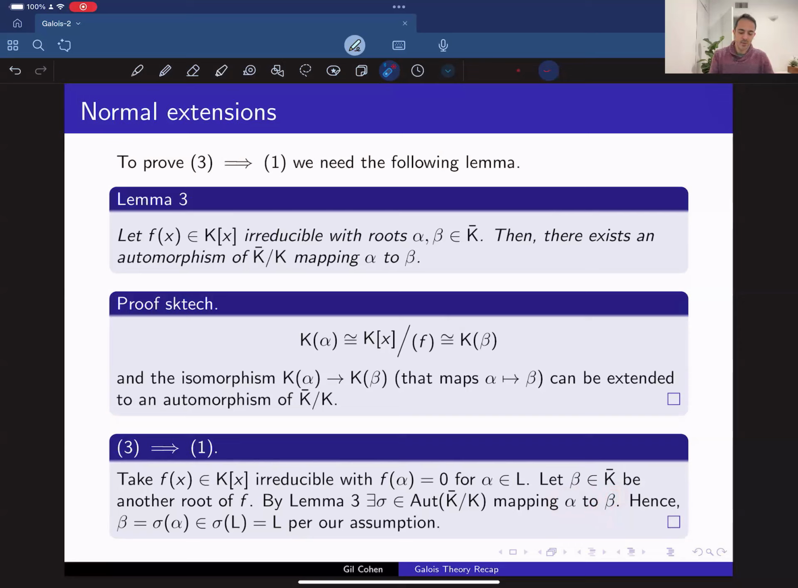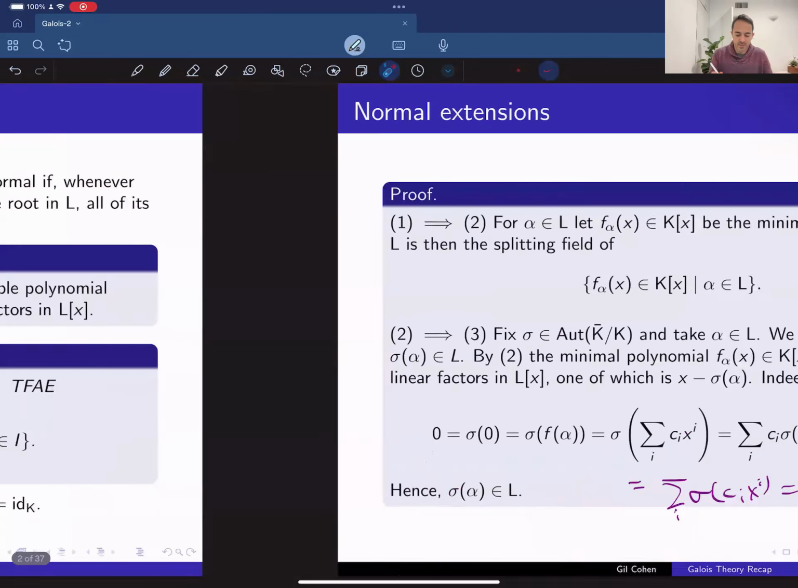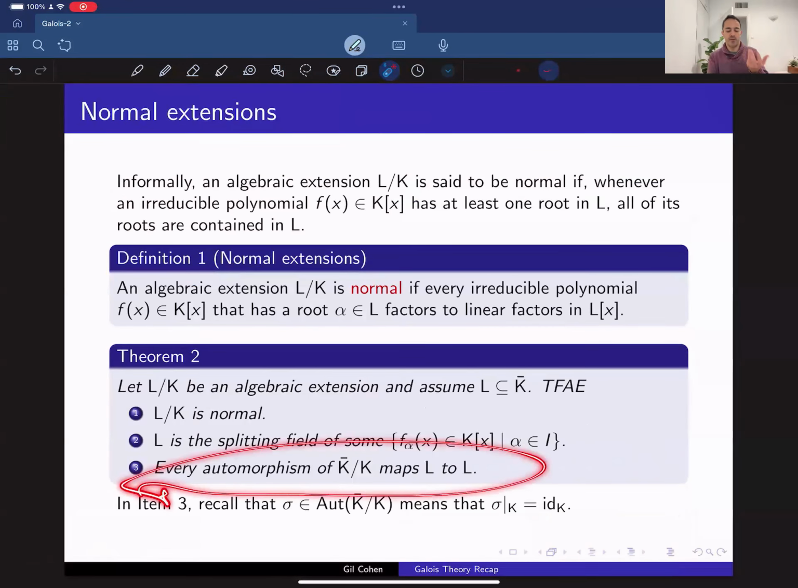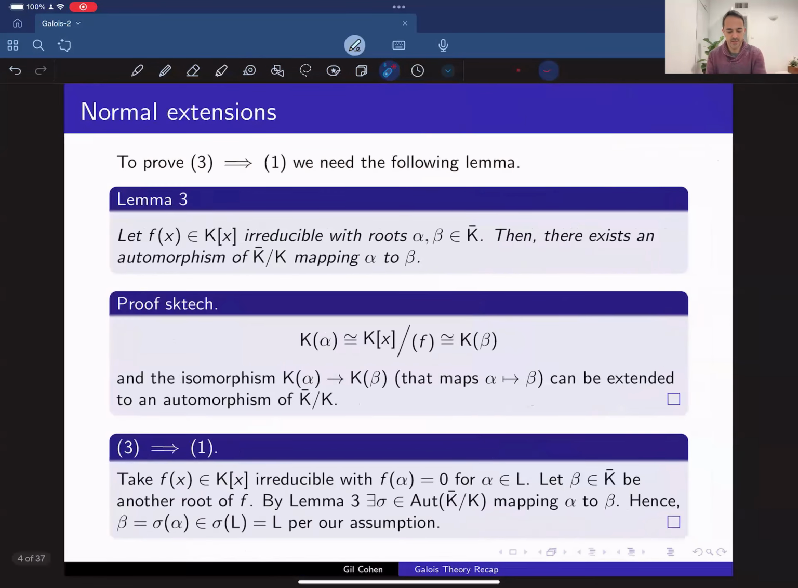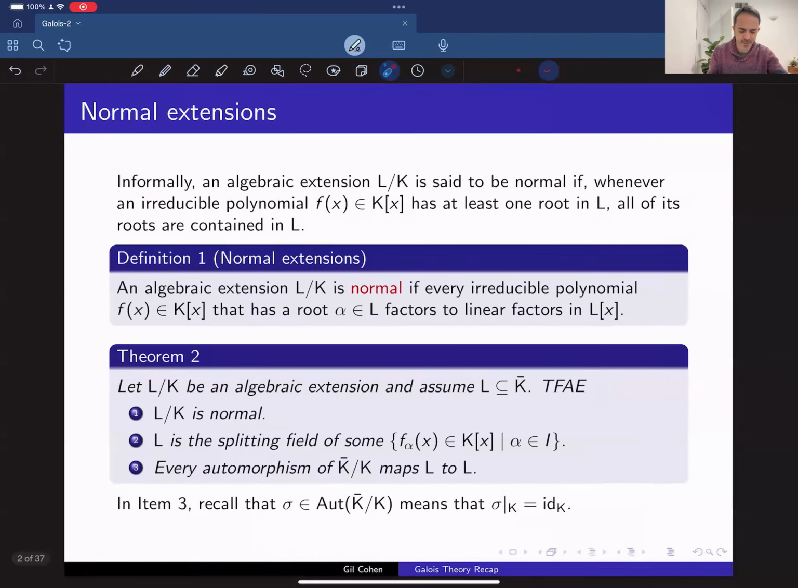Right? And so beta is sigma of alpha, but per our assumption, sigma of alpha is in sigma of L, and per our assumption, sigma maps L to L. Any automorphism. So the automorphism that we constructed maps L to L. And that puts beta in L, and we are done. Good, so that's the basic result we have for normal field extensions.